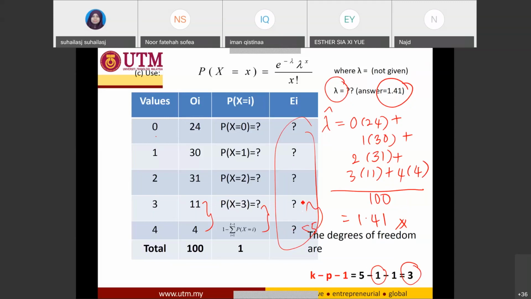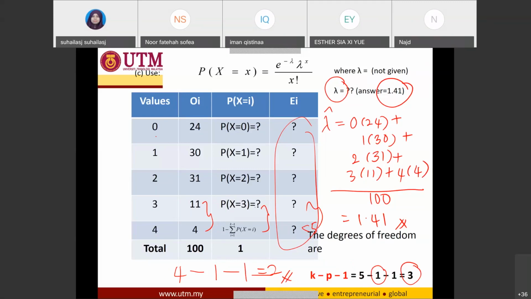Once we have combined, K will become 4, with one parameter to be estimated, so it will become 2 here. You have to check, depending on the question. Suppose in this question your EI is less than 5 and there is a parameter to be estimated. So that means this is your degree of freedom. You have your K, the reduced categories, minus 1, and minus 1 for the parameter to be estimated. If all EI are greater than 5, then just the parameter to be estimated: 5 minus 1, minus 1.